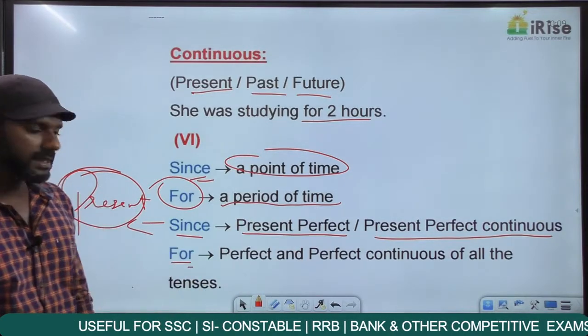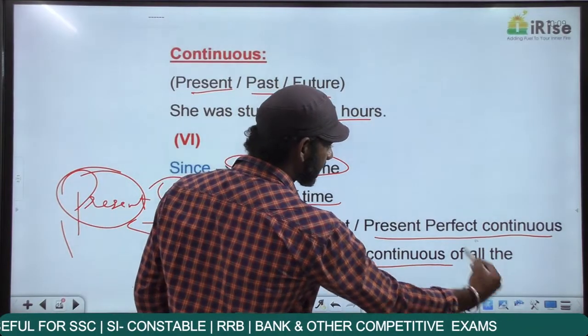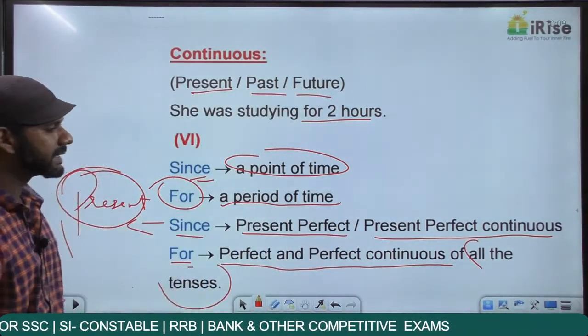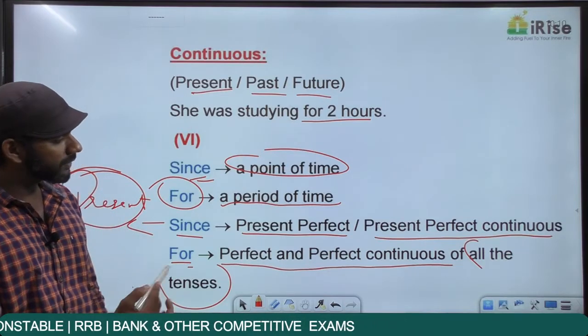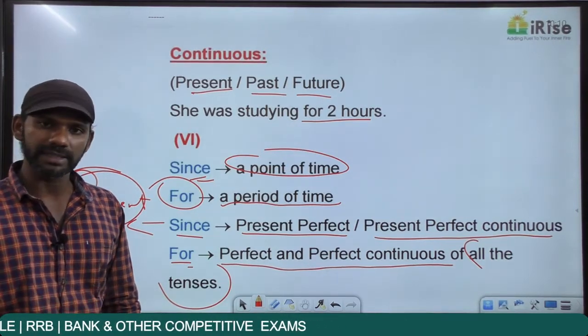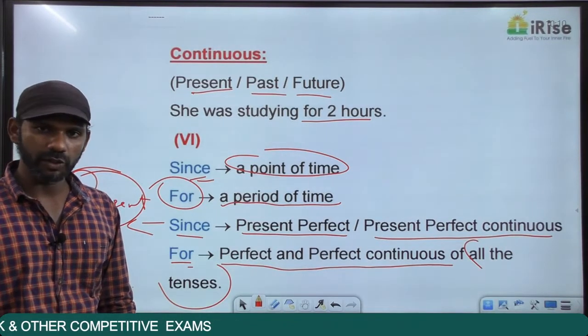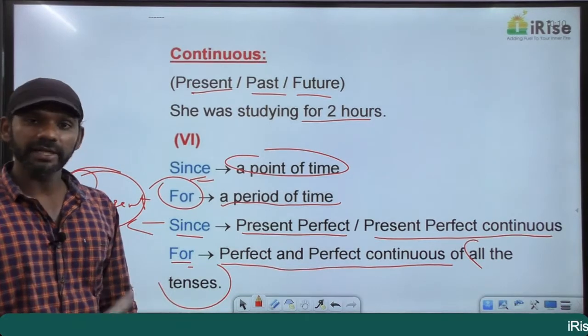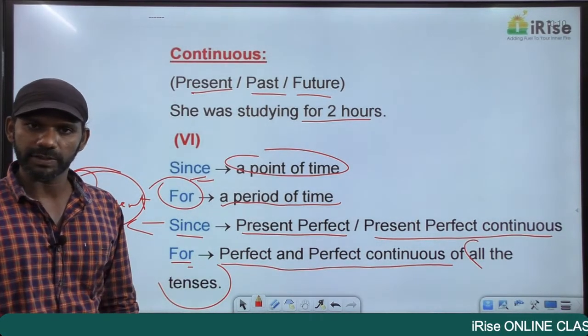For appears in the perfect and perfect continuous categories of all the tenses. That means for appears in present perfect, past perfect, future perfect, present perfect continuous, past perfect continuous, future perfect continuous.